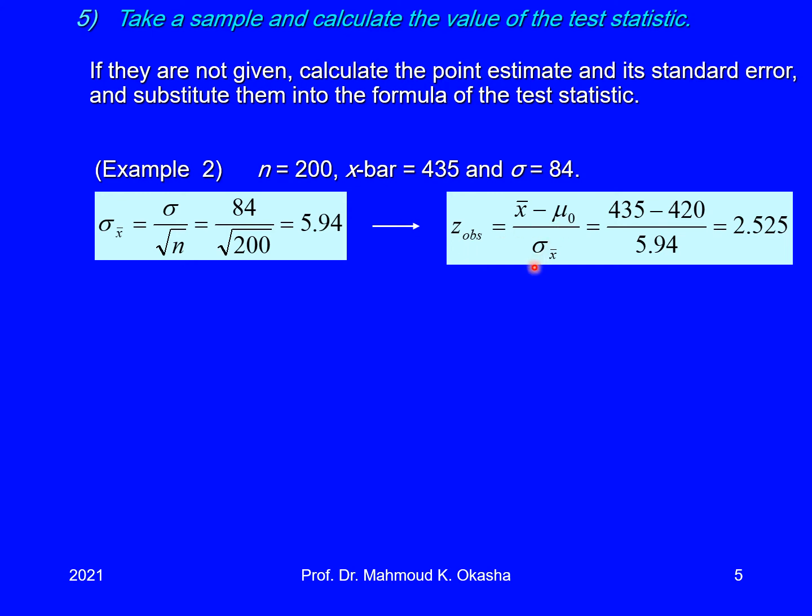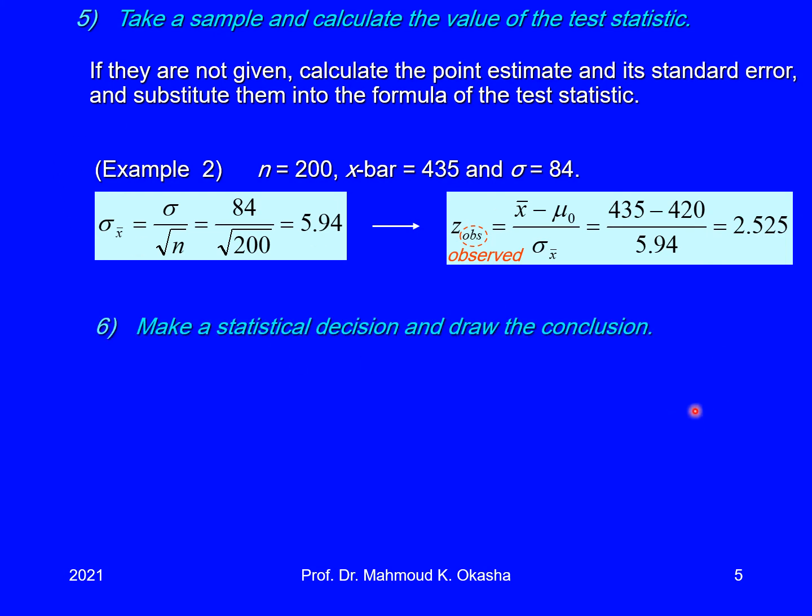Using that as the standard error of x bar, we can calculate the observed Z, which is x bar minus mu naught over the standard error of x bar. Mu naught, by the way, is 420 here. So 435 minus 420 over the standard error, which is 5.94, and that goes to 2.525. That's the Z obs, the observed Z value.